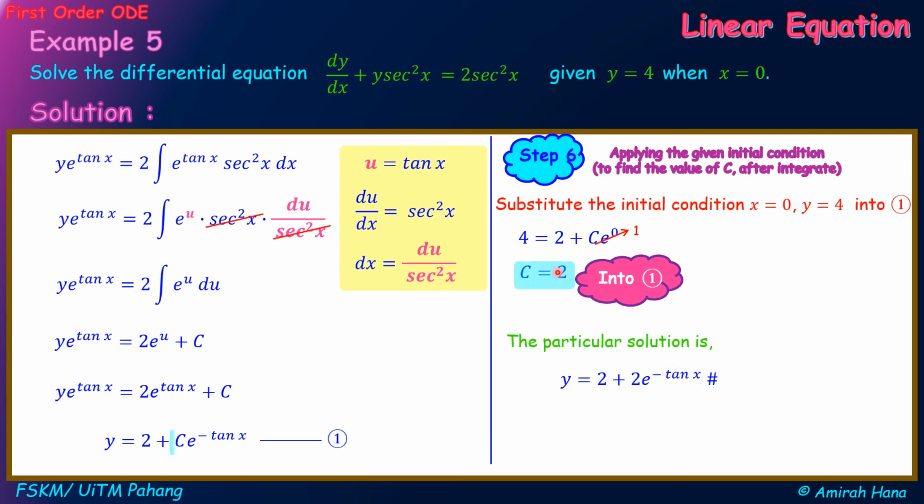Okay, we replace c equals 2 into equation 1 here. Okay, so we get 2 here. Okay, that's why the final answer is y equals 2 plus 2e to the power of negative tangent x. Right? This is the particular solution and this is the general solution. Okay.